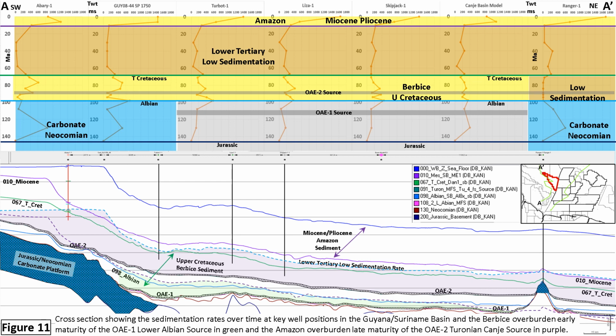the Amazon sediments. Another thing you can see on these sections is that it took the whole Berbice system 60 million years to develop this 2 seconds of sediment here, and it only took the Amazon about 10 million years to develop 2 seconds of sediment here. So the rate of sedimentation has drastically changed throughout the basin.